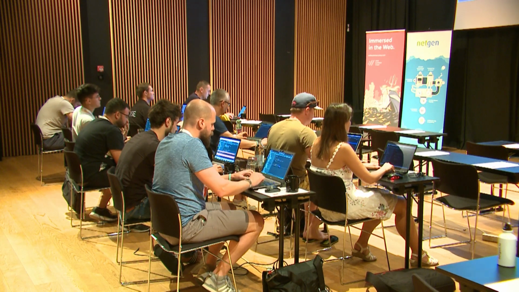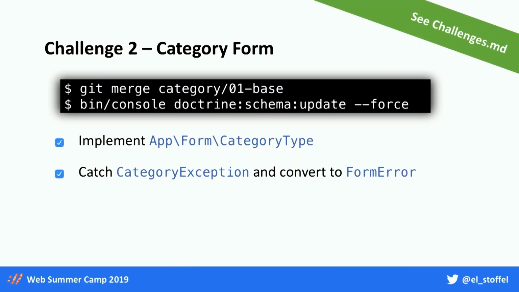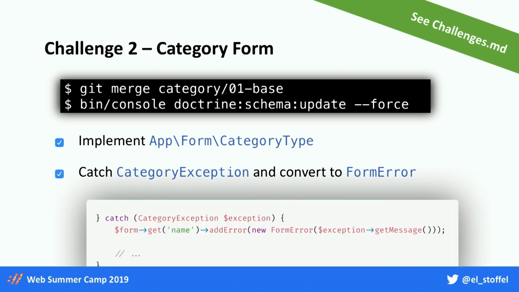And maybe a tricky part is that you need to catch the category exception, which is thrown in case of an invalid name. I guess an invalid name is a name shorter than 3 characters in this case, quite easy. And then we will add the form error by ourselves. So we saw before how the validation constraints add form errors. In this case, we do it ourselves because the exception is thrown by the object, and we need to catch that.